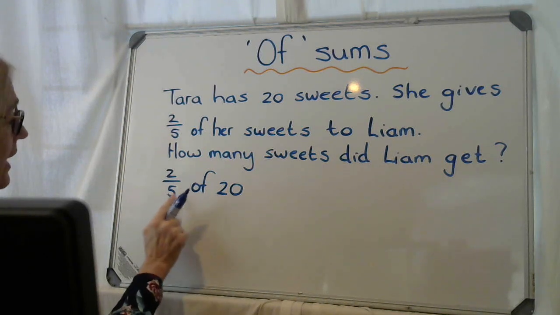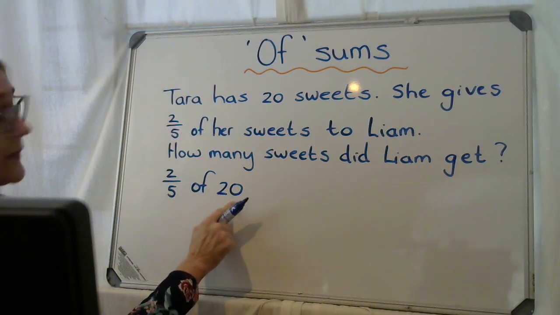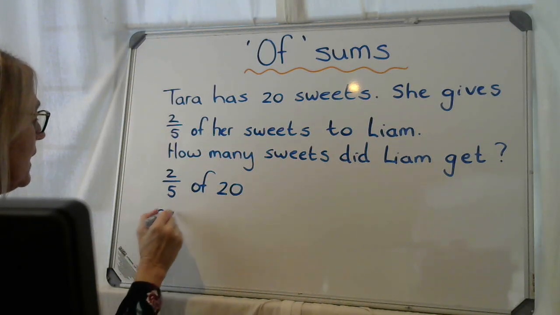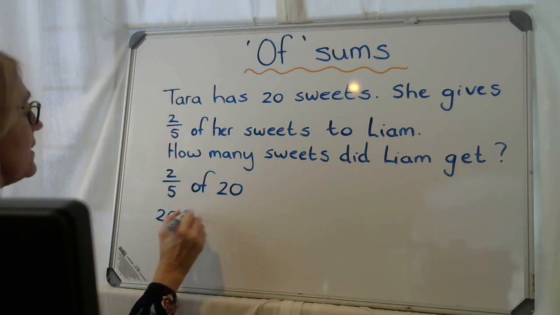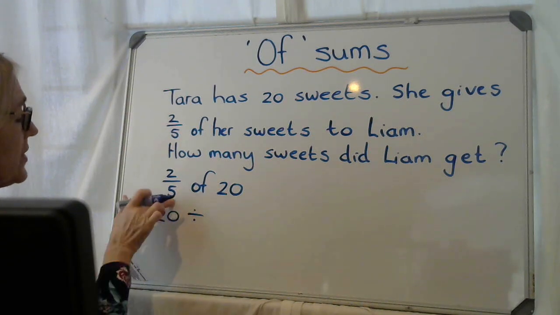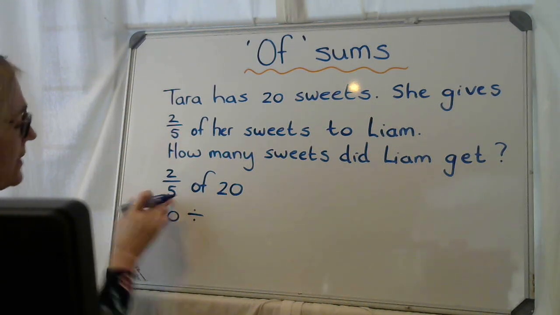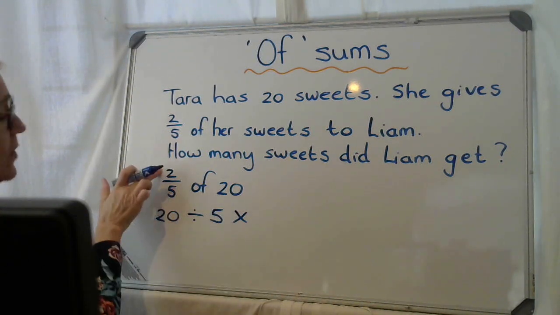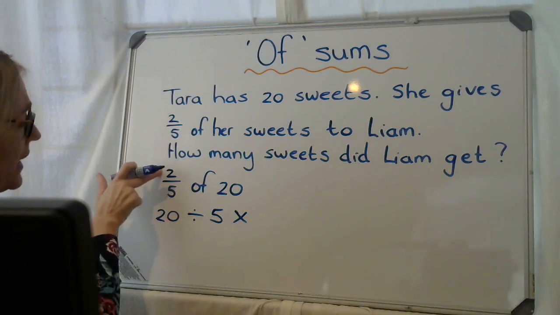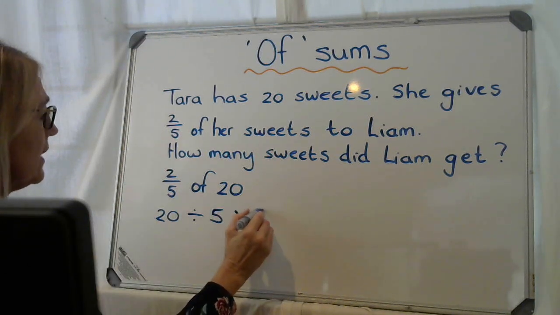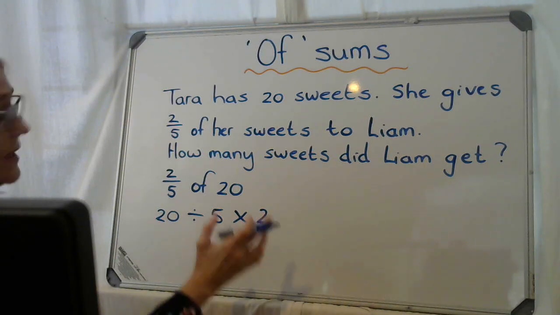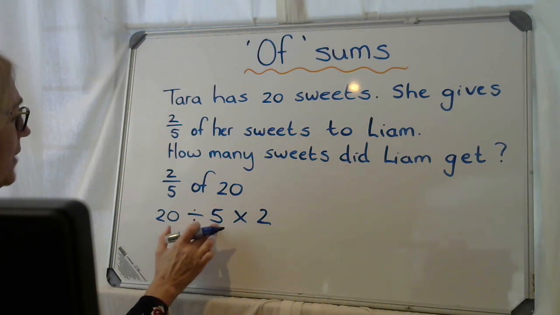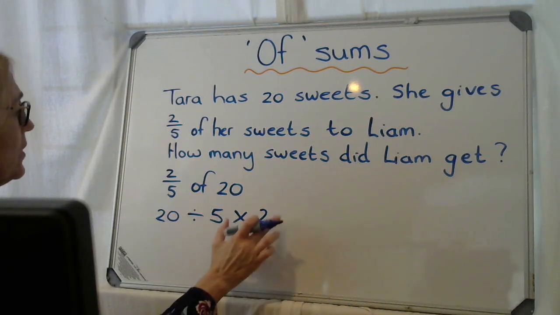We write down our sum, 2/5 of 20. Now we start with a whole number. So we say 20, we go to the second line and we say 20 divided by the bottom number of the fraction, which is the denominator. So it's 20 divided by 5 times the top number of the fraction, which is the numerator. And we write down 2. So now we have our sum. 20 is the whole number divided by the bottom, 5 times by the top, which is 2.